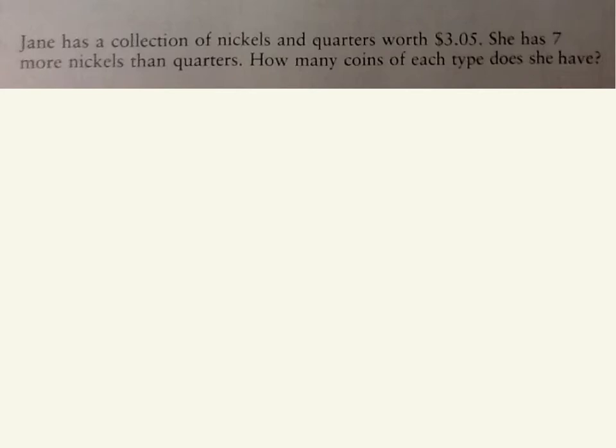So Jane has a collection of nickels and quarters worth $3.05. She has 7 more nickels than quarters. How many coins of each type? So we're going to use N for the number of nickels, and we're going to use Q for the number of quarters. So she has 7 more nickels than quarters.